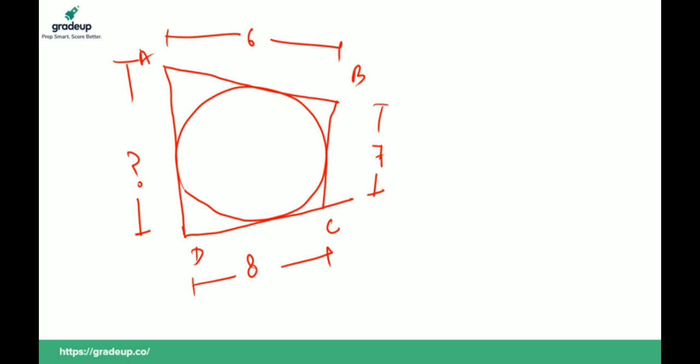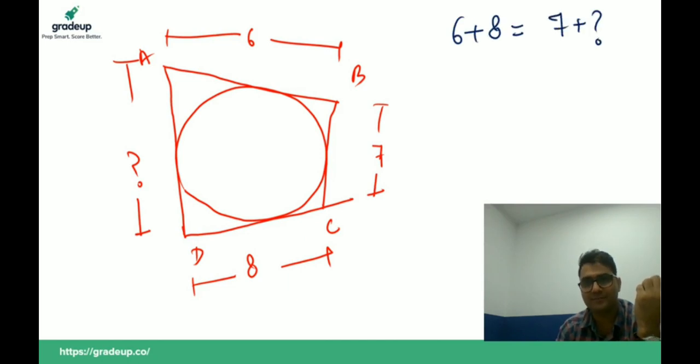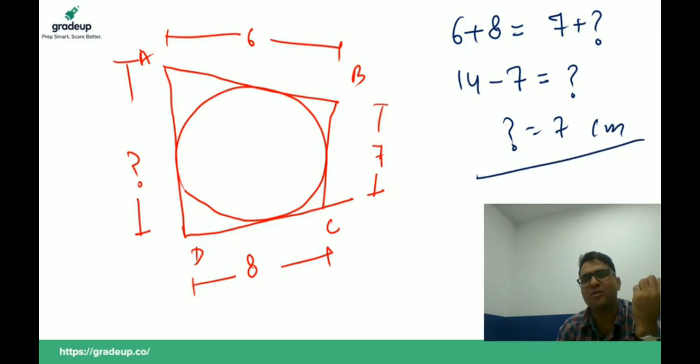Guys, in this question you have been given that this is a circle inscribed in a quadrilateral. If this is 6 and this is 8 and this is 7, then what is the length of this? As I have already told you, the sums of the opposite sides are equal. Then 6 plus 8 must be equal to 7 plus question mark. This is 14, so the question mark must be 7 centimeter, or you can say 7 units. All right, is this clear to all of you? Okay, very good.